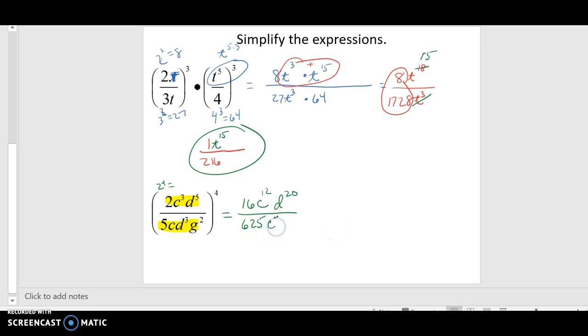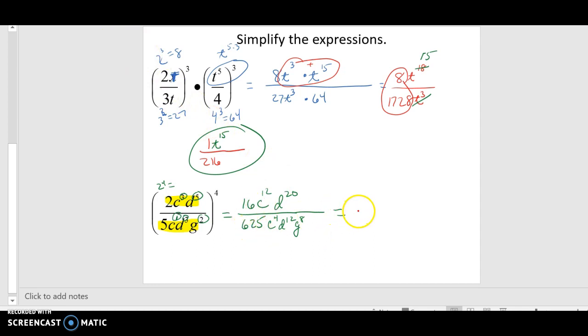Then C to the 4th, D to the 3rd to the 4th, multiply those together to get D to the 12th. Then finally, G to the 2 times 4 is 8. So when I raise these powers to a power, when I raise all of these exponents to the 4th power, I'm multiplying those exponents. Now I can go ahead and cancel.